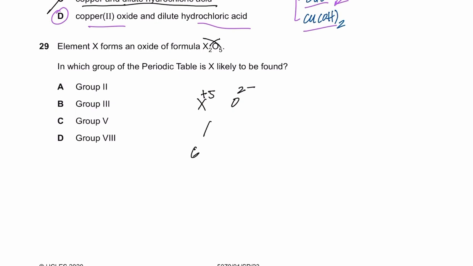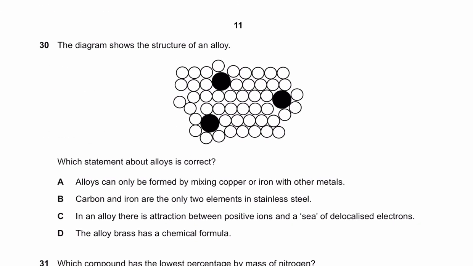It should be in group 5, because group 5 elements have 5 outermost electrons that they can lose, right? Or they could actually gain 3, but here, since it's making a positive ion, we could simply deduce that because it's in group 5, it would be able to lose all the 5 valence electrons and make an ion of 5 plus. That's why C is the right option.